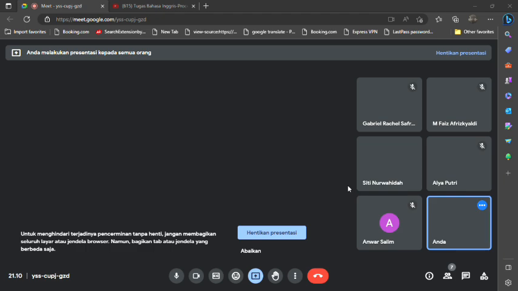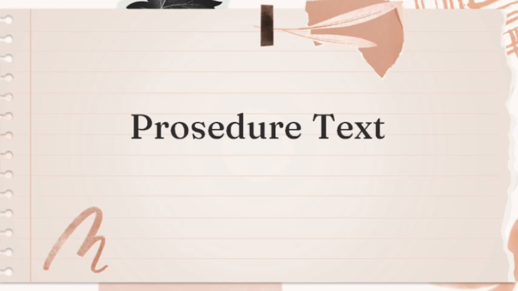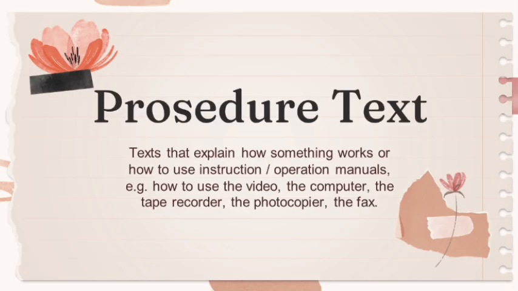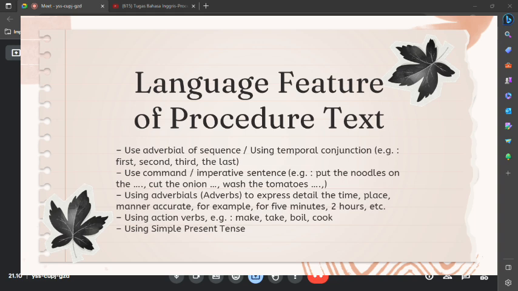All right. So today we will learn about procedure text. What is procedure text? So, procedure text is text that explains how something works or how to use instructions or operation manuals, such as how to use the video, the computer, the tape recorder, the photocopier, and the fax. Next, the language features of procedure text.